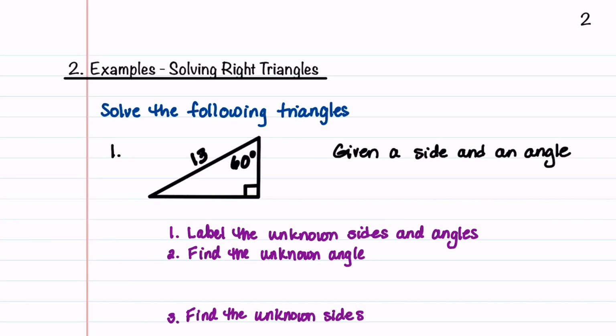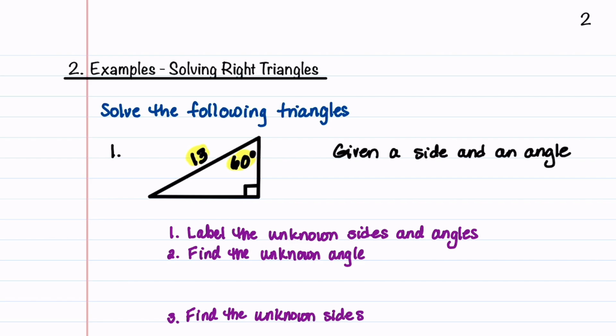For this first example, we're asked to solve a triangle where we're given one side length and one angle. Let's go ahead and highlight those. So we're given a hypotenuse of 13 and an angle of 60 degrees.